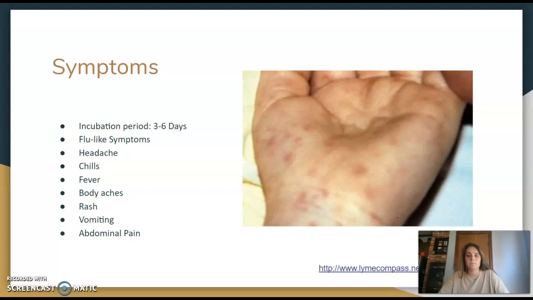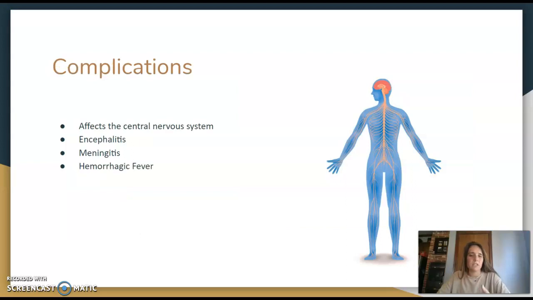Some complications that can occur but are very rare are that this virus affects the central nervous system, which I found fascinating because I didn't really know that it could do that. You can get encephalitis, which is an inflammation of the tissue around the brain. You can also get meningitis, which is the inflammation of the membranes of the brain and the spinal cord, or you can get hemorrhagic fever.